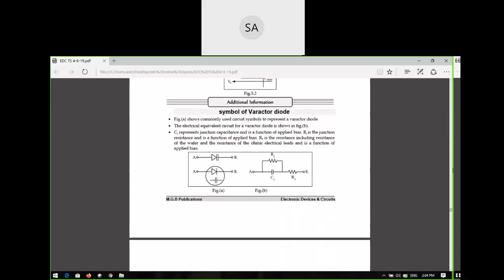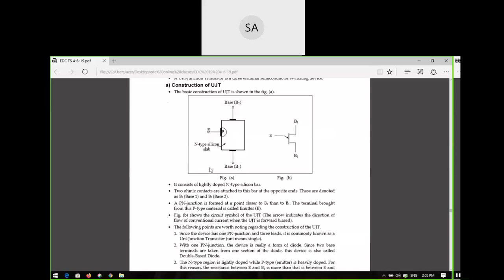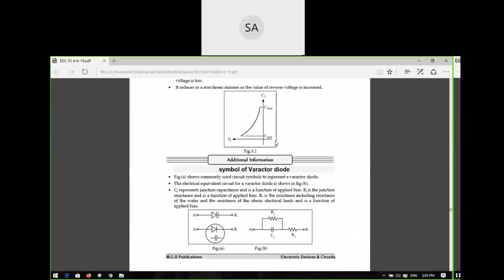And what is the symbol? This is the symbol: a diode plus a capacitor, two parallel plates. This is the varactor diode symbol, and this is the equivalent circuit: junction capacitance, junction resistance, and series resistance. The varactor diode can be represented through this circuit. Is it clear, all of you?